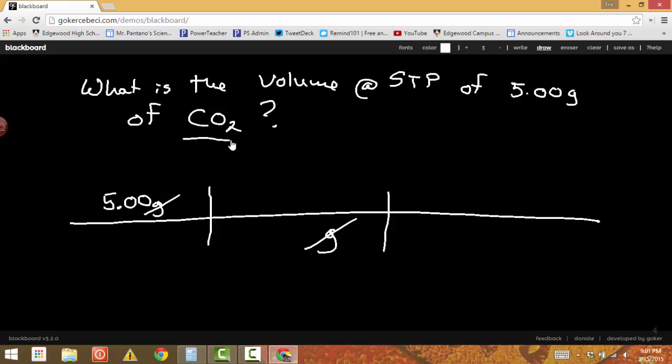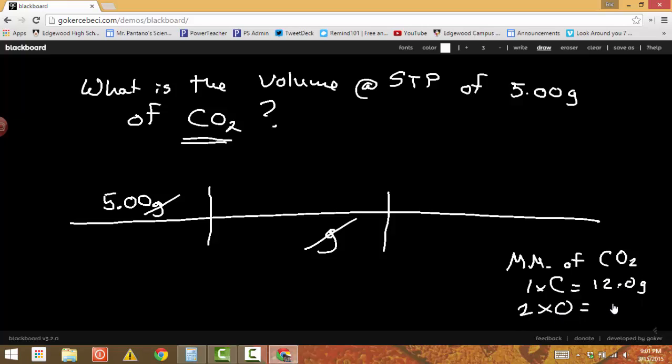We have to find the molar mass of CO2. Let's do that. Molar mass of CO2. Okay, well, what's in there? We've got 1 carbon. That's 12.0 grams. And we have 2 oxygens. That's 2 times 16. That's 32 grams. 12 plus 32 is 44.0 grams. That's our molar mass. 44.0 grams is the same as 1 mole. That's the mass of 1 mole of CO2.